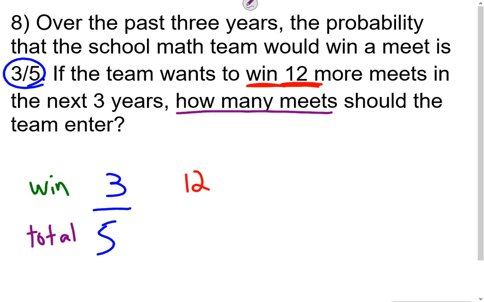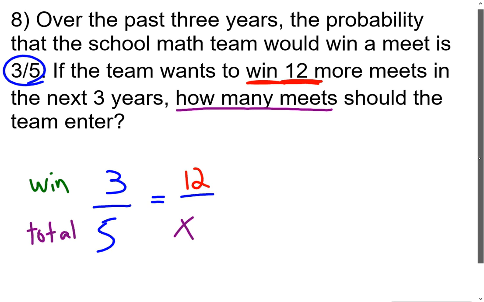And then notice it asked, how many meets should the team enter? So that's our total number of meets. We don't know that. That's our variable. So I'm going to call that x. So I'm going to have this and then over x. And now we have this proportion, something that we've solved a lot of. So we just have to look at how do we want to solve it.